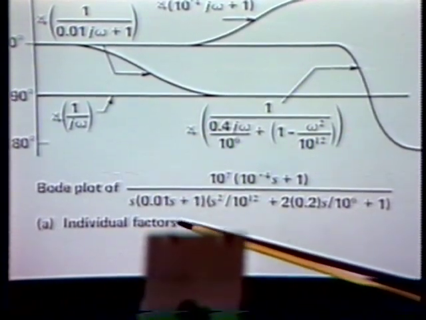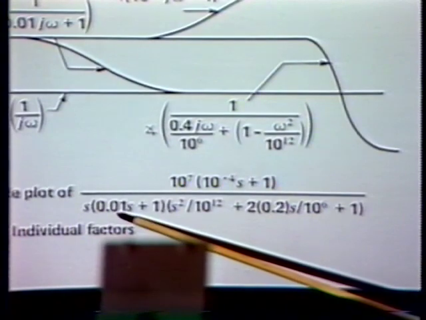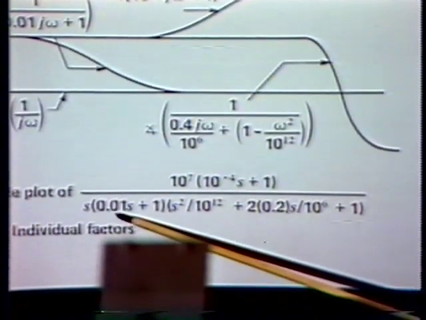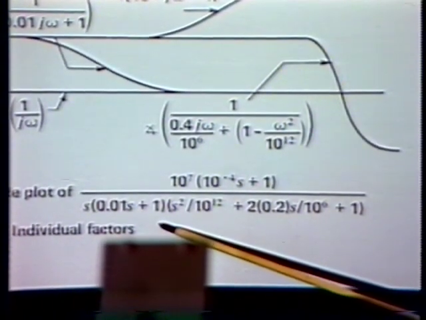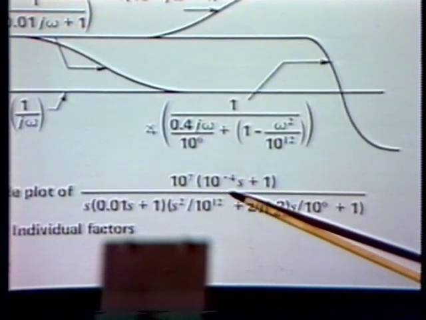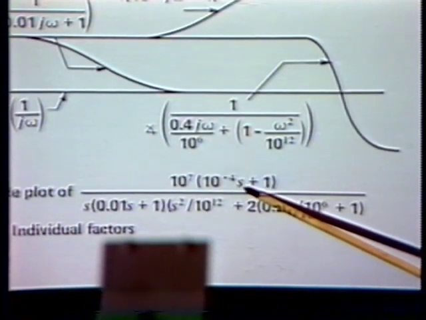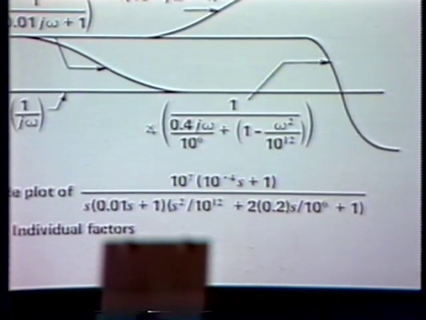There is a first order pole on the negative real axis with a time constant of 1/100th of a second, the 0.01 s plus 1. There's a first order 0 with a time constant of 10 to the minus 4th seconds, or correspondingly a corner frequency of 10 to the 4th radians per second.